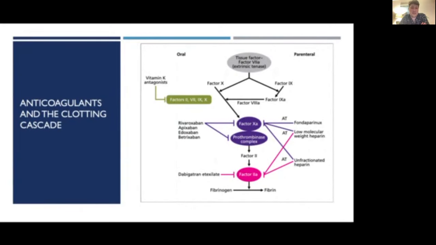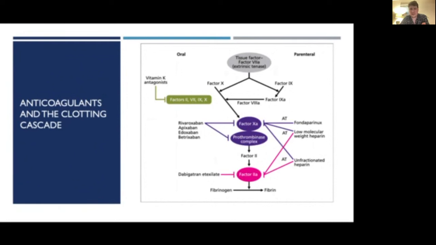There is the impact of anticoagulants, which I wanted to touch on, because people worry about them so much and where they affect the pathway and everything else. So the one you really need to know is vitamin K antagonists, which is mainly warfarin, which affects the vitamin K dependent factors. So that's 2, 7, 9 and 10. And that's a mantra that you just need to know.